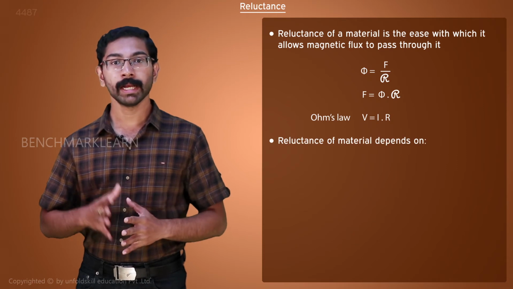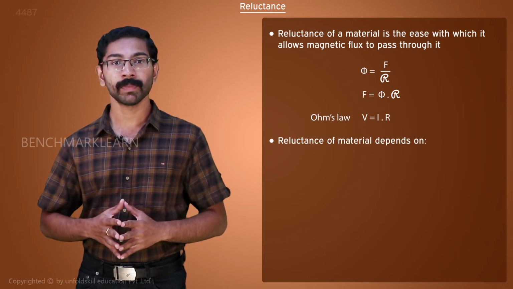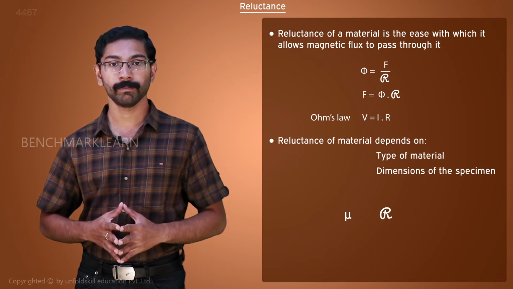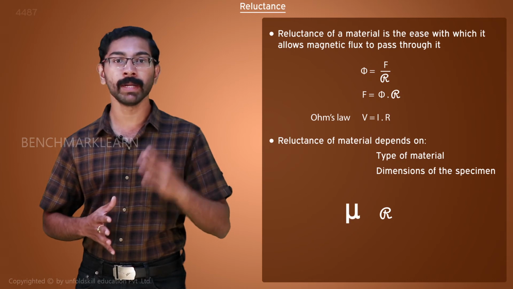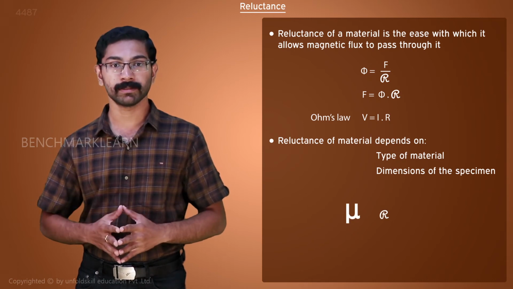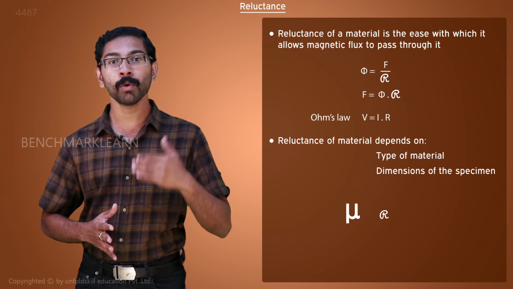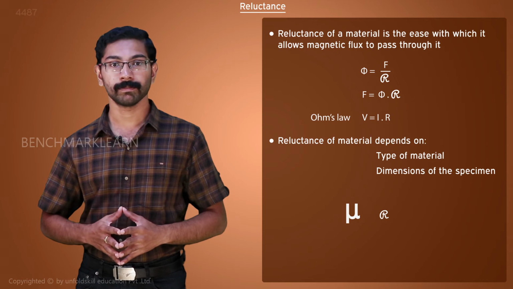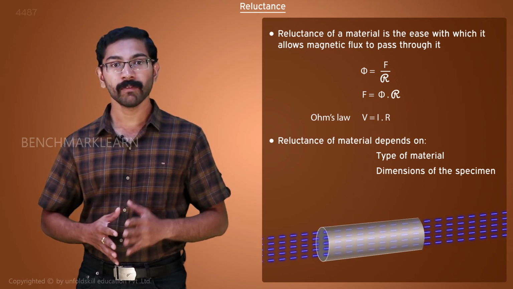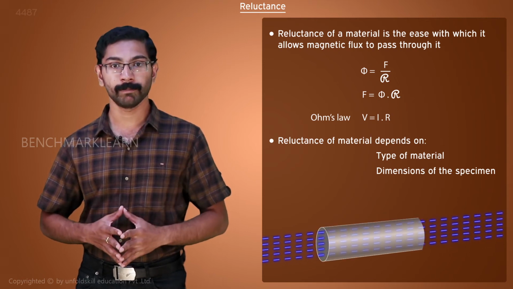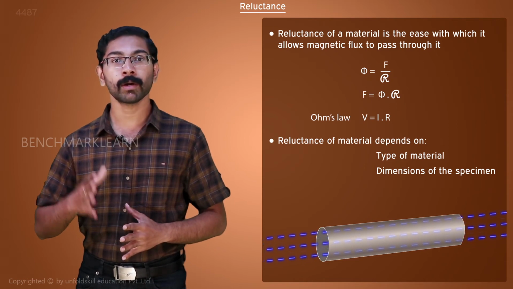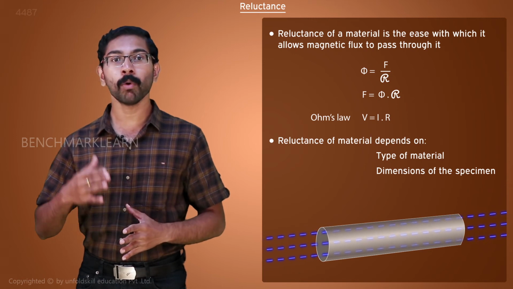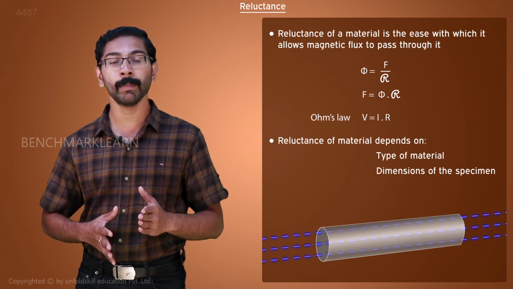Reluctance of a material depends on various factors. They are the type of the material as well as the dimensions of the specimen. A specimen with higher permeability will have a lower reluctance. Higher permeability means more flux can pass through the material. This means lower reluctance. The reluctance of a specimen will increase with the length of the specimen. This is like driving through a crowded road. If we have to travel more distance on that road, we will take more time to cover the distance compared to an empty road.